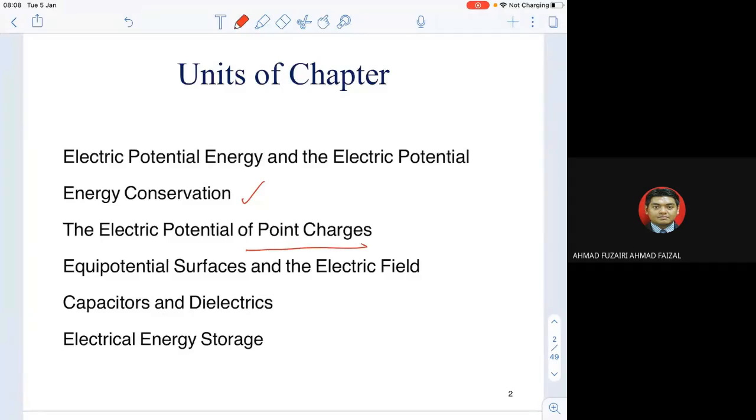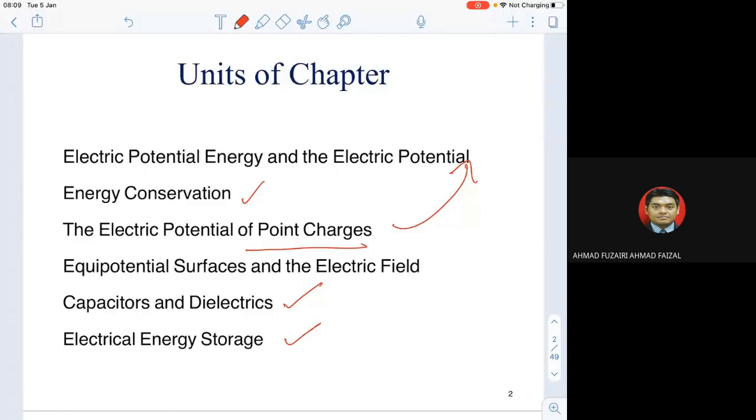What is the difference between the electric potential on this part to this part? We also want to know about the equipotential surface and the electric field. And lastly, we want to learn about the capacitors and the dielectrics. Together, because if we learn dielectrics and capacitors, we also have to learn about electrical energy storage.